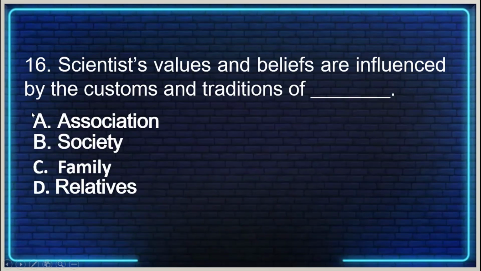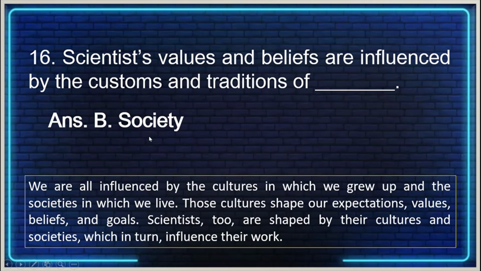Okay? So number 16, scientists' values and beliefs are influenced by the customs and traditions of blank. A. Association. B. Society. C. Family. And D. Relatives. The answer is letter B. Society. Okay, so we are all influenced by the cultures in which we grow up and the societies in which we live. So those cultures shape our expectations, values, beliefs, and goals. And scientists too are shaped by their cultures and societies, which in turn influence their work.